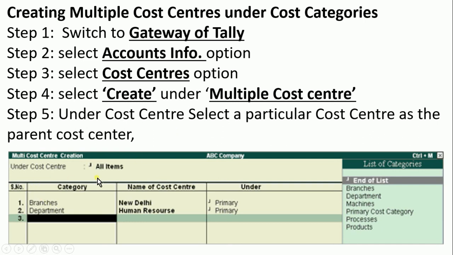Here you can see cost center, all items, and the branches, New Delhi, department, human resource. So these are the categories: branches, department, machines, primary cost category, processes, products. These are the categories. Under that category, you can create a cost center, maybe the places, names, etc.